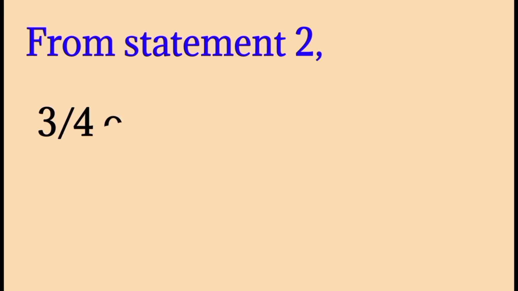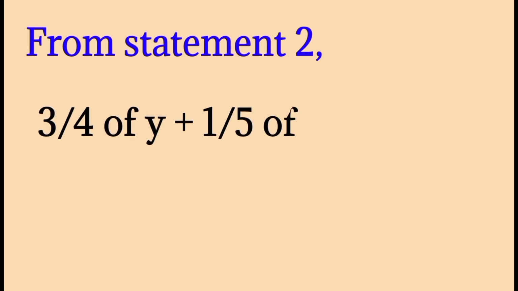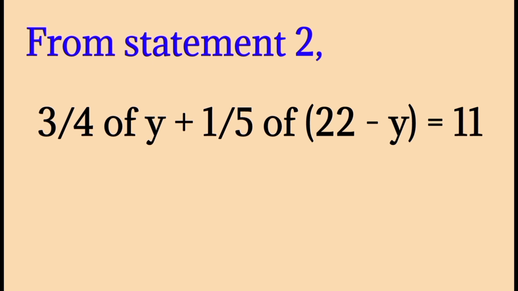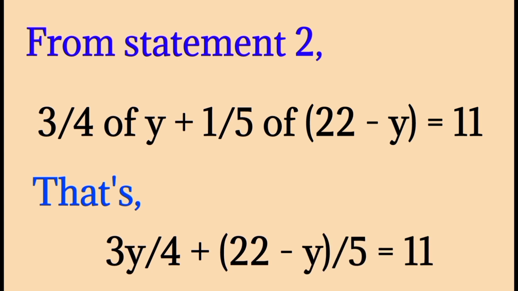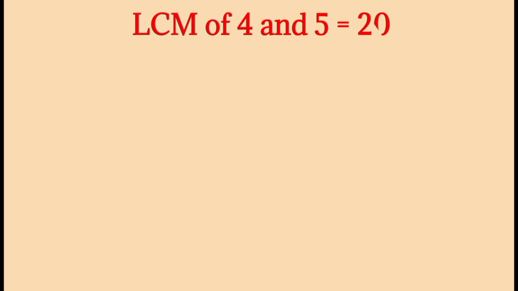From statement 2, we have 3 over 4 of y plus 1 over 5 of 22 minus y equals to 11. So of in mathematics means times. So that gives us 3y over 4 plus (22 minus y) all over 5 is equal to 11. Then the next thing we are going to do is to look for the LCM of the denominators. That is the LCM of 4 and 5, which will give us 20.